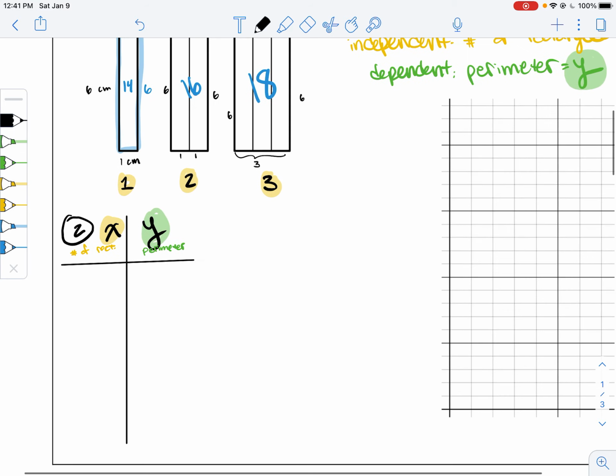When we have one rectangle, the perimeter is 14. When we have two rectangles, the perimeter was 16. And when we have three rectangles, the perimeter is 18. Yay! Cool. We made a table. That's it. Now, words.